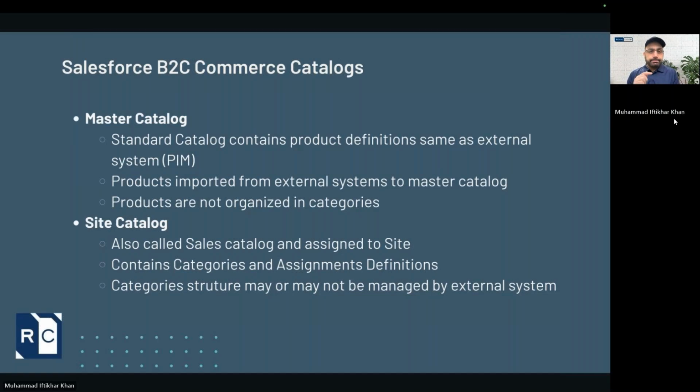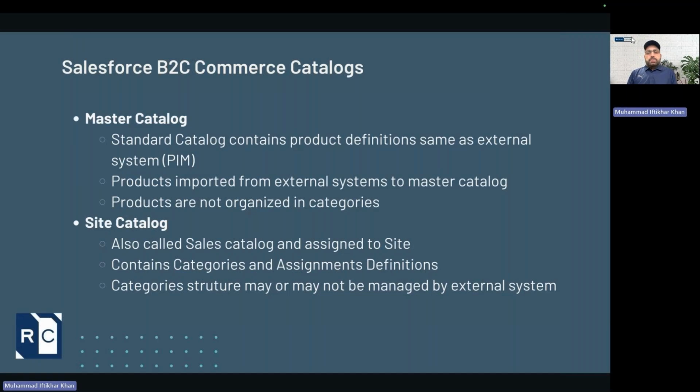In Salesforce B2C Commerce, you can manage two types of catalogs, master catalogs and site catalogs. The master catalog is where your product definitions reside. Products are the items which a merchant sells on their online store, whether they are apparel products, electronic products, any kind of products. The definitions of those products reside in the master catalog. And from there, the merchants can create different site catalogs. We also refer to a site catalog as a sales catalog.